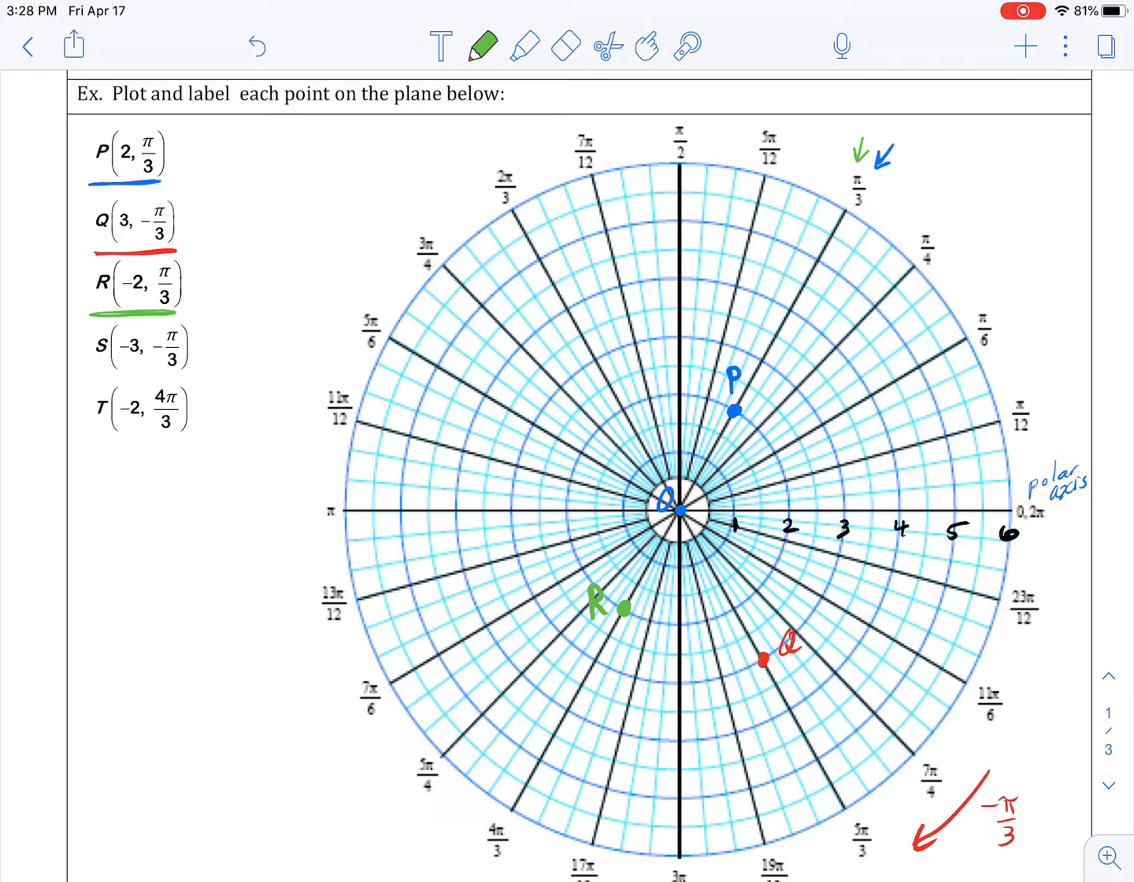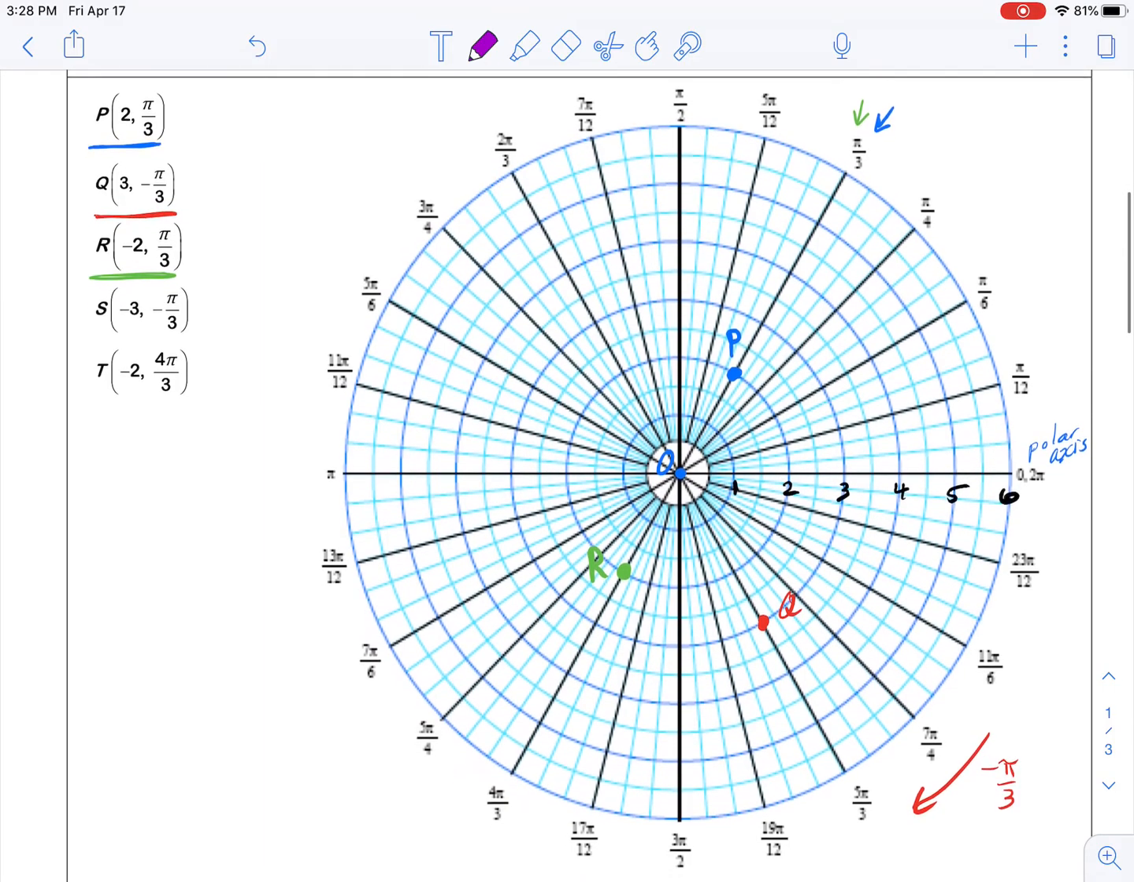Okay? Now, I encourage you now to pause the video and try to do points S and T and identify and locate where these points would be. So if you've tried that, you should see that S, we would have negative pi over 3, which is, again, down here, same place, negative pi over 3. But because our r value is negative 3, we're going to reflect it over the pole, and we would find a point right over here. That's where S should be.